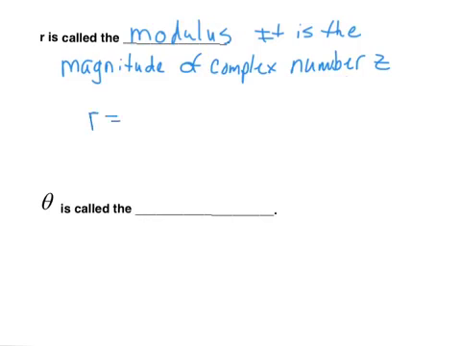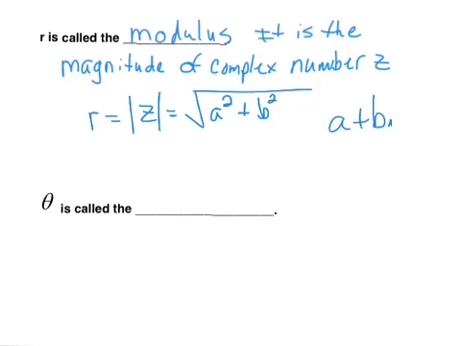r is equal to the magnitude of z, which means it's always going to be positive, or at least the way we represent it here is positive, and that's the square root of a squared plus b squared, using our standard letters for imaginary numbers. So the a part is the real coefficient, b is the imaginary coefficient. Notice we don't have the i in here. It's just the real number and the imaginary coefficient.